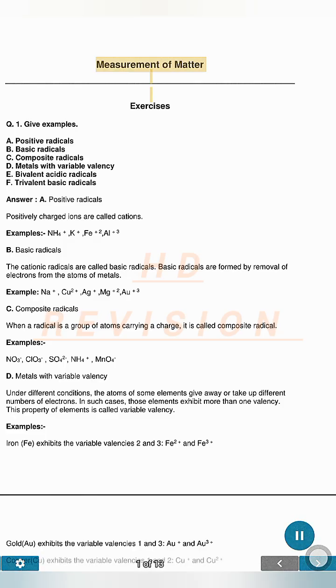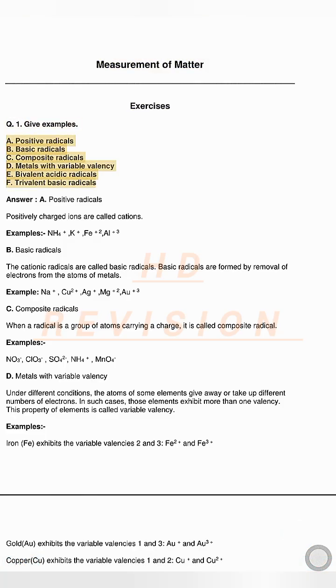Measurement of matter. Exercises. Q1. Give examples. A positive radicals, B basic radicals, C composite radicals, D metals with variable valency, E bivalent acidic radicals, F trivalent basic radicals.